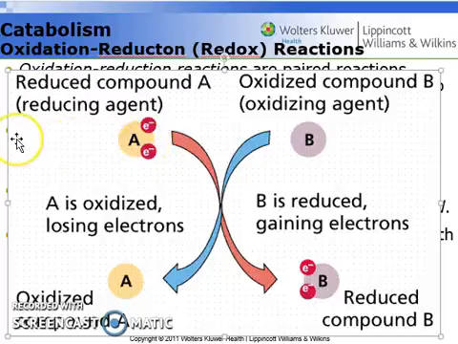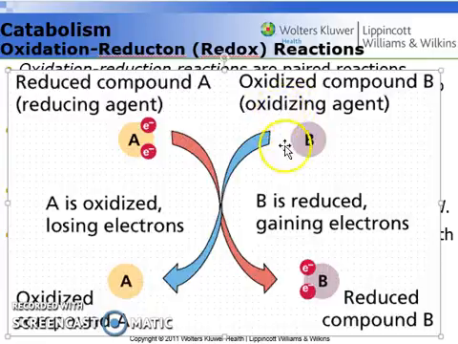So you have essentially the reducing compound A, which means it's reduced because it has gained electrons. And if these electrons are given to another compound, then that compound is going to be reduced. But compound A is going to be referred to as oxidized because it has lost its electrons. So it goes from being a reduced compound to an oxidized compound. So that's just one example.